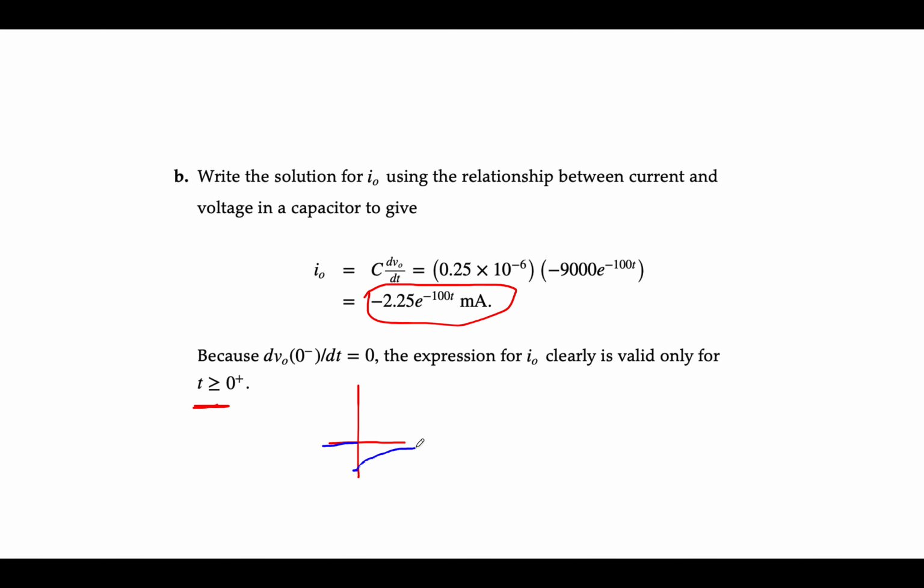What happens to the current eventually? Well, eventually that capacitor looks like a short. As t goes to infinity, this approaches 0, so the current's going to approach 0. But there is this instantaneous jump in the current, which has to happen in order for both KCL and KVL and the laws on capacitor voltage to be maintained.